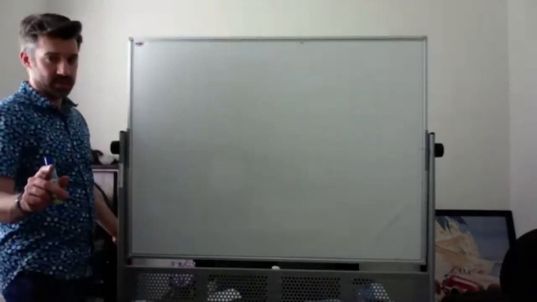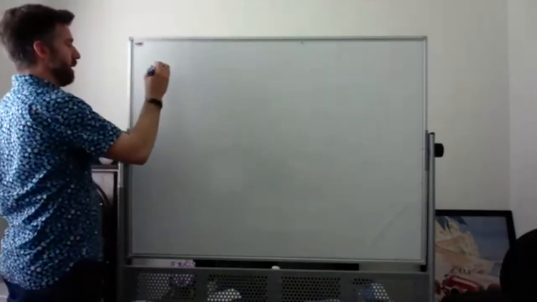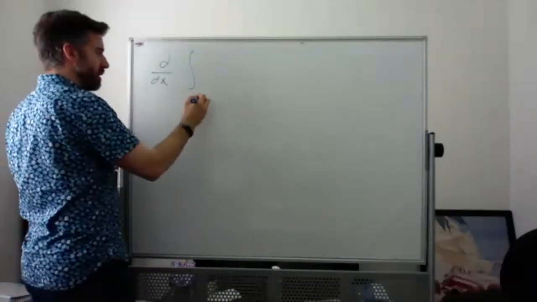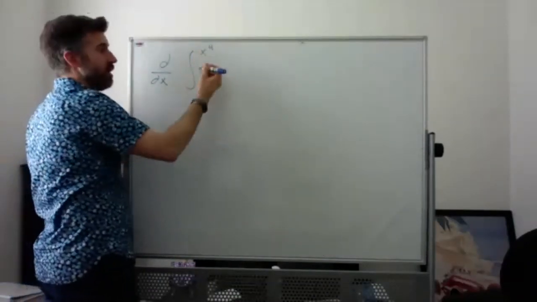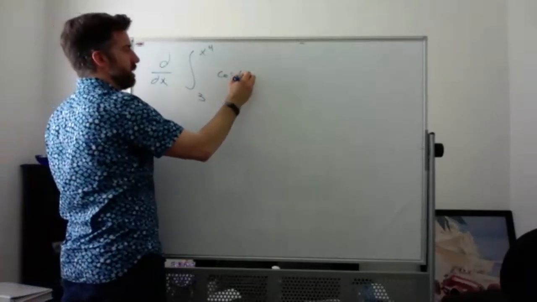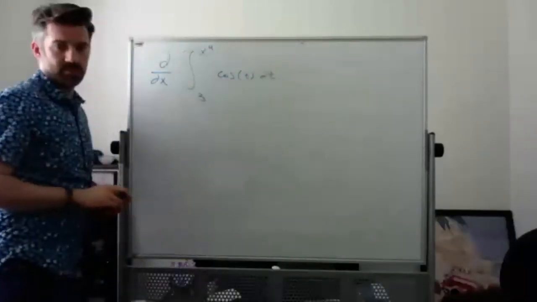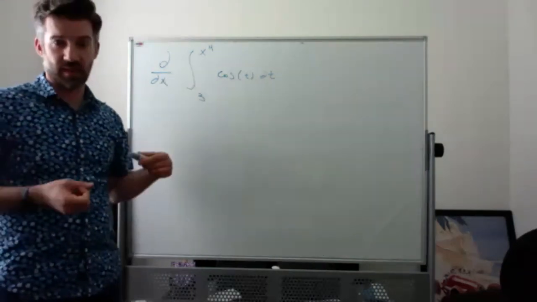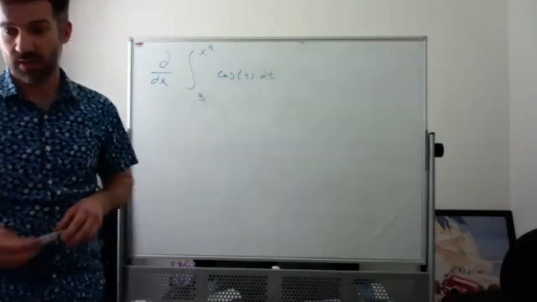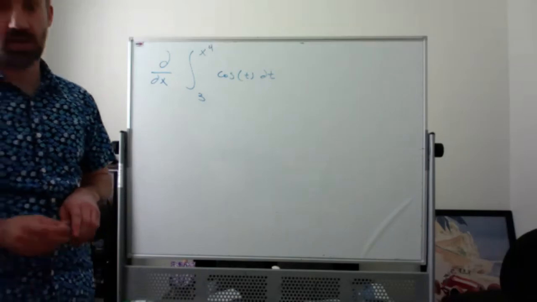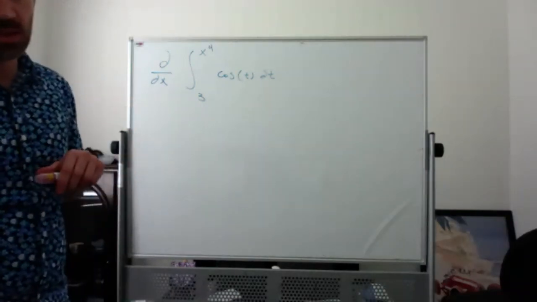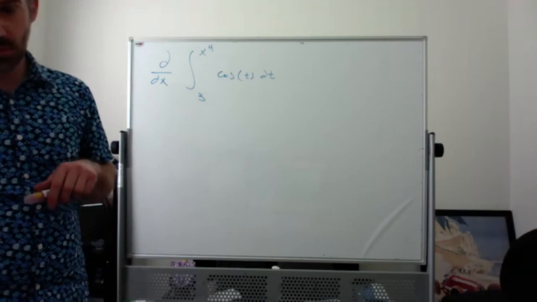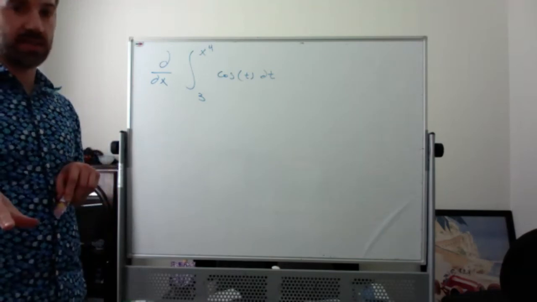Oh, so let me ask you guys, have you seen a question like this? The derivative of the integral from 3 to x to the 4th of cosine of t dt. Has there been one like that where it's not just an x, but some function of x? Any yeses? All right, I'm not hearing any yeses.